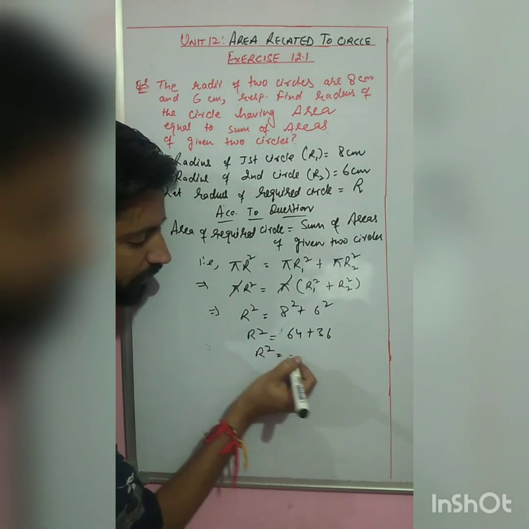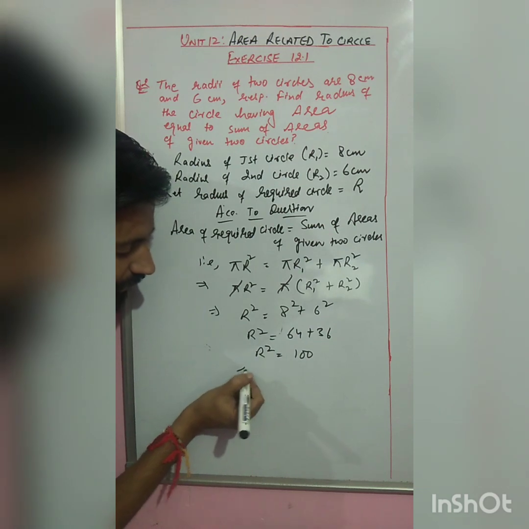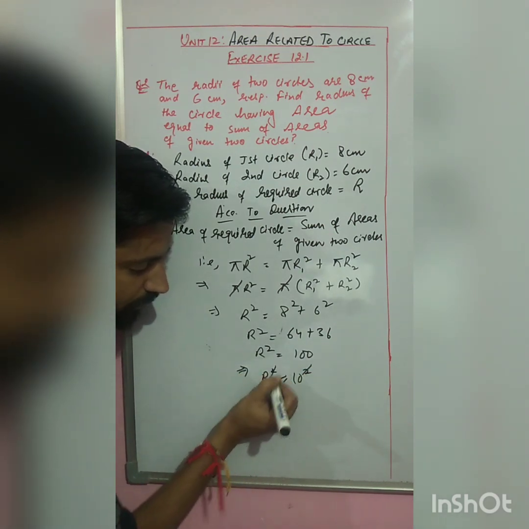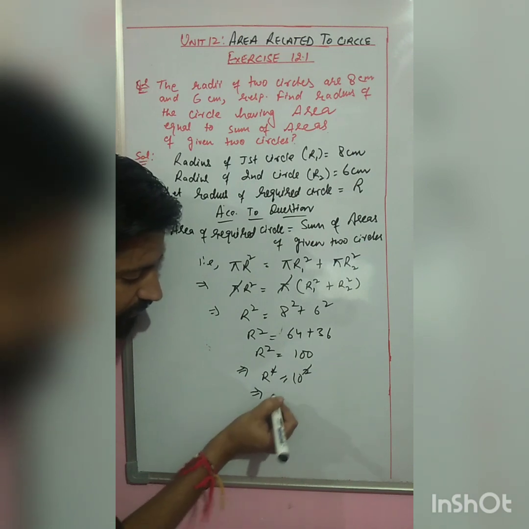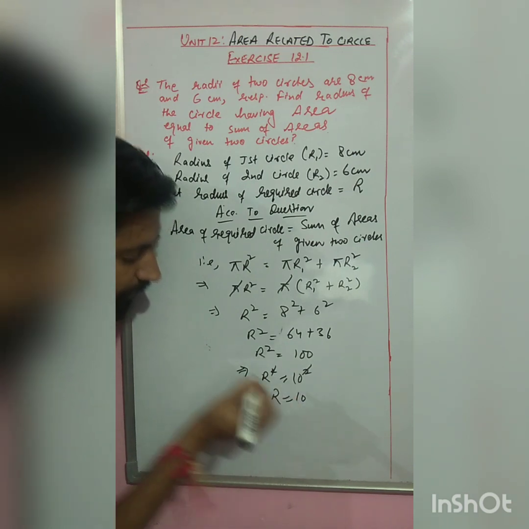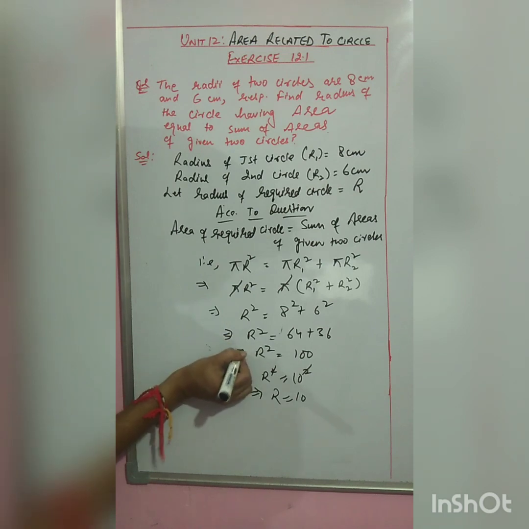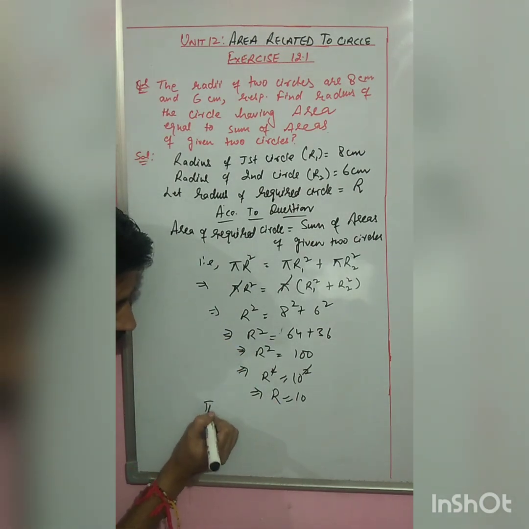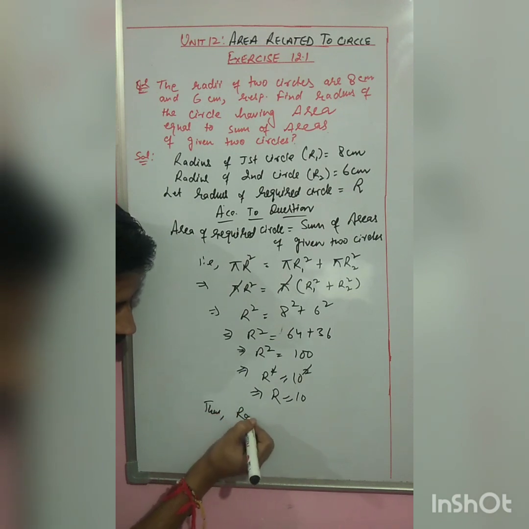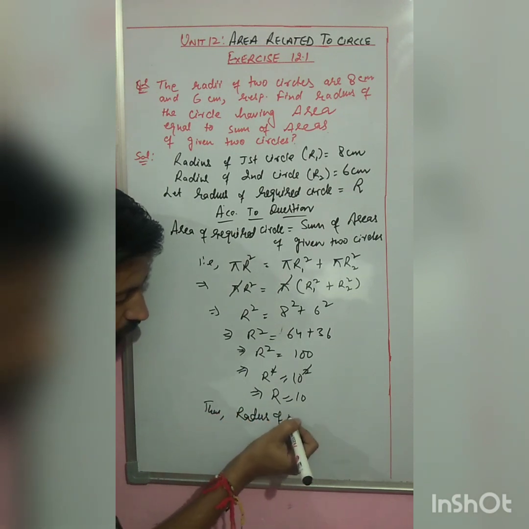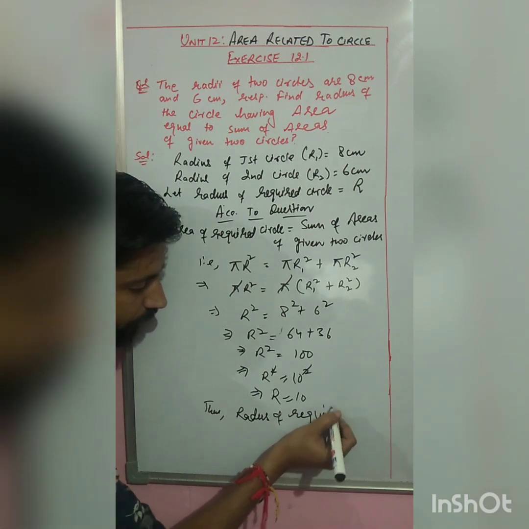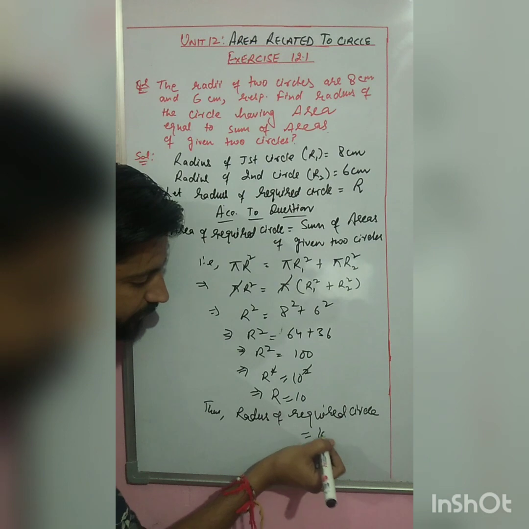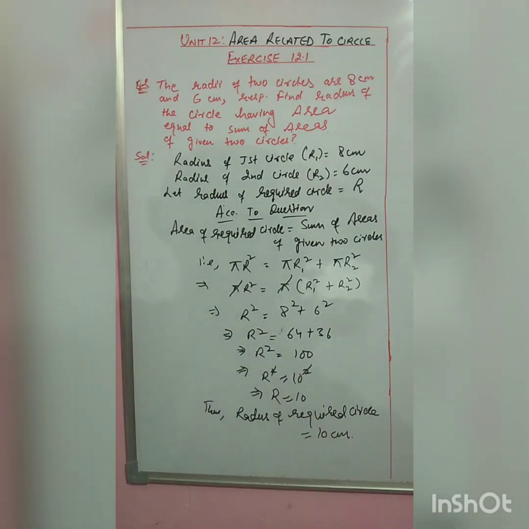So R square is equal to 100. It gives R square is equal to 10 square. The squares cancel out, so R is equal to 10. That is the radius of the required circle. Thus, the radius of the required circle is 10 centimeter.